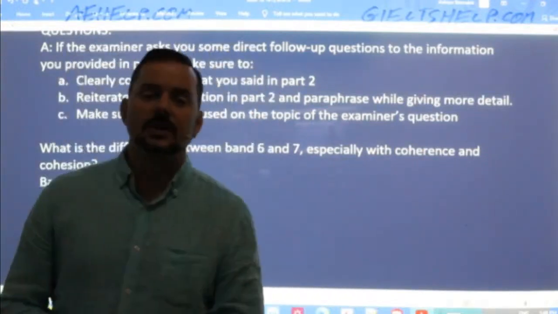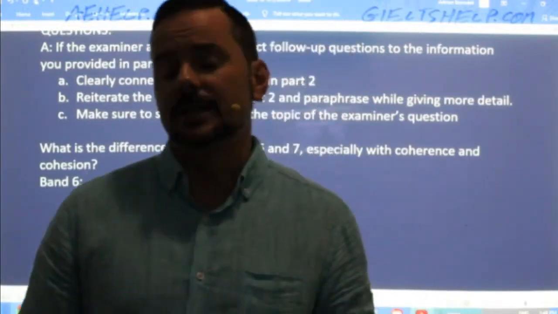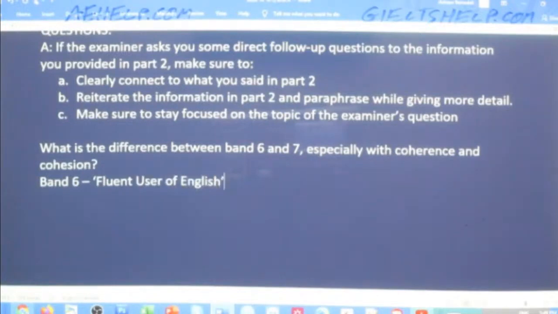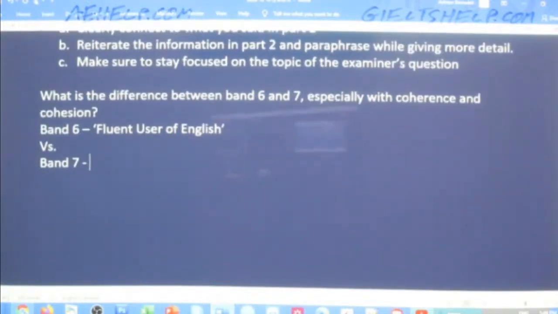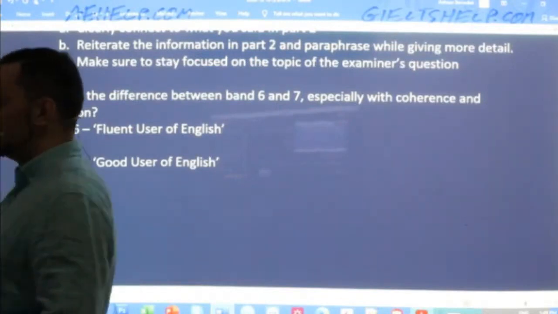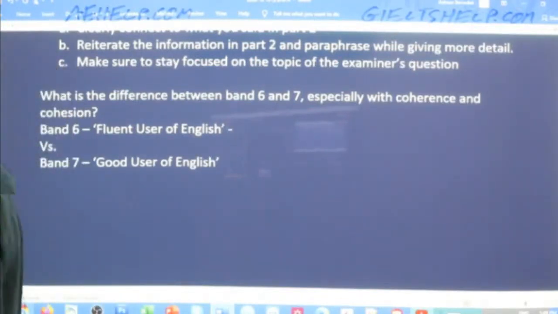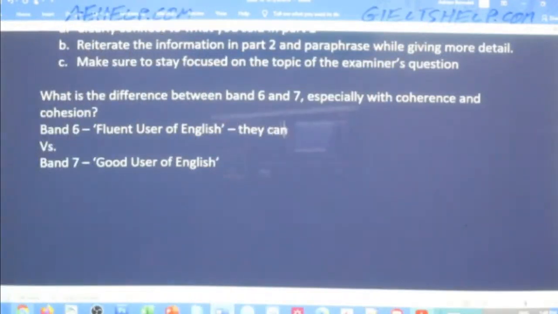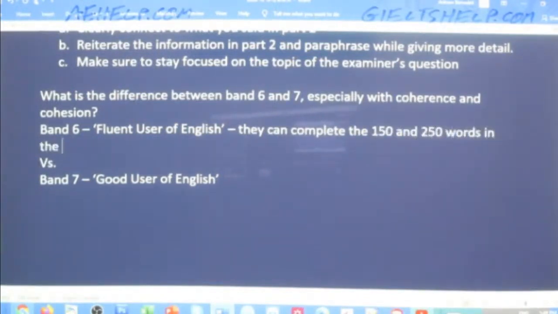So Ferdovs, obviously you're asking here about the writing and the speaking, because in the reading and listening, it's just a set number of correct answers. Band 6 is considered, the way that IELTS describes it, a fluent user of English, versus a band 7, which is considered a good user of English. A fluent user of English for the writing means they can complete the 150 and 250 words in the given time.